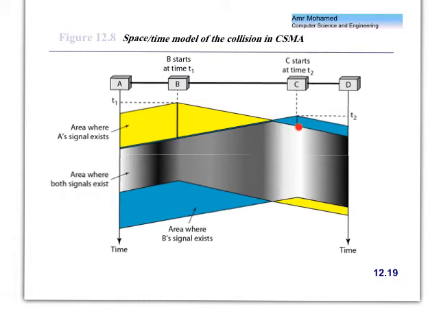So this is very important. C will not hear any signal from B until this point in time, which means that the actual transmission happens at this point. So from here to here, during this time, the transmission is going on, but C cannot hear it. Right?